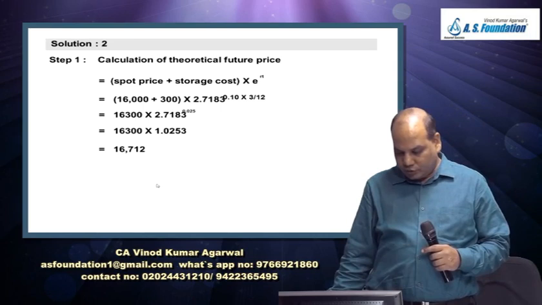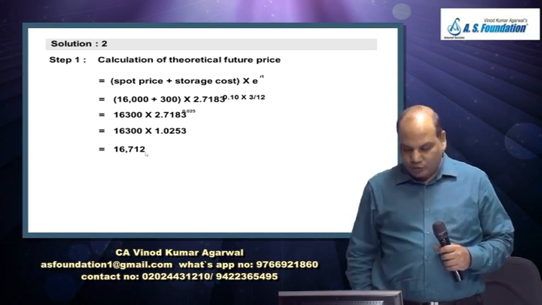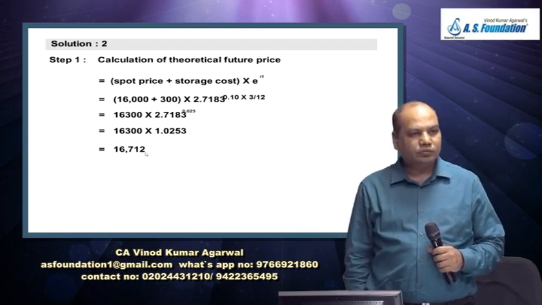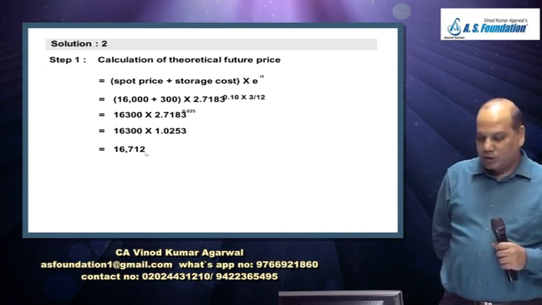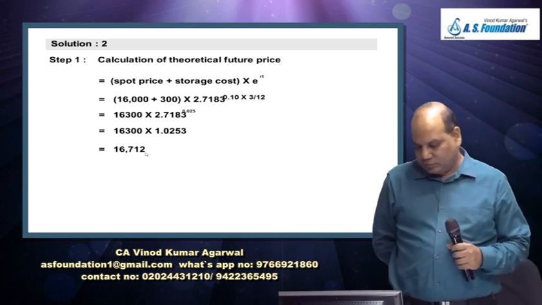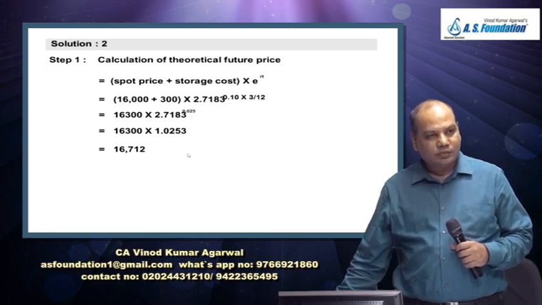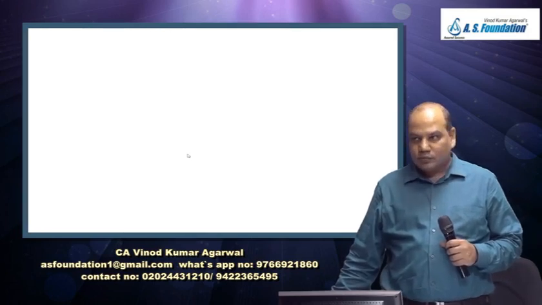Right. So something like 16,712, rounded off. 16,712 approximately you are getting. So all of you are getting 16,712. You should be able to solve such calculations. In the exam mostly they will give you this factor, but even if they don't give it, you should be able to solve. Got it?